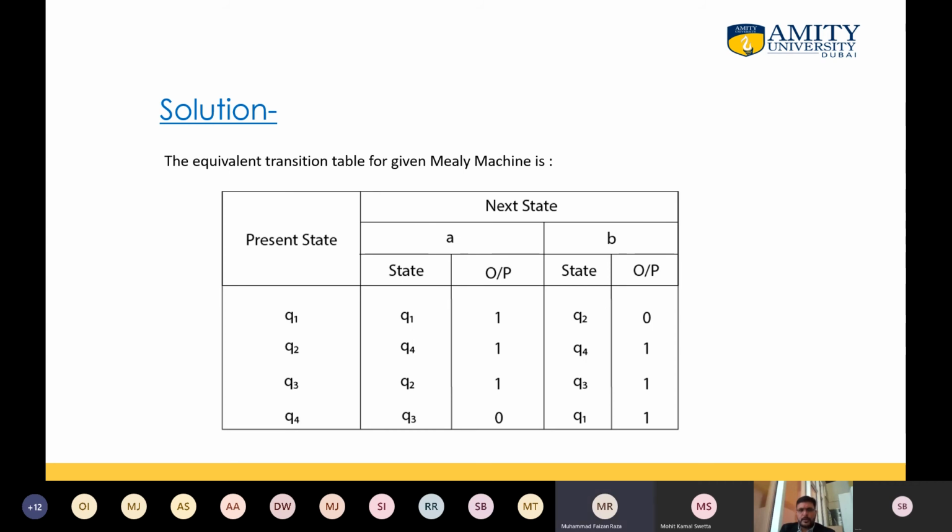The equivalent transition table for that diagram will be this. If anyone has made it, just compare your transition table. Are you getting this, everyone? This is the correct equivalent transition table. Now, how will we convert that into an equivalent Moore machine? So just see in this table what we have to carefully check.